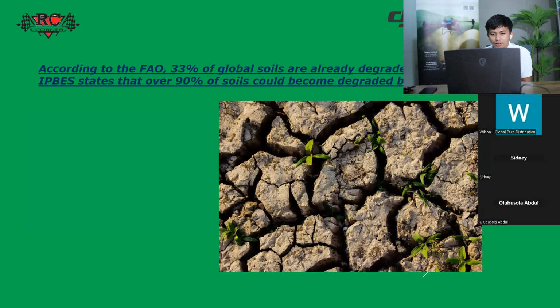So what happened here? According to FAO, 33% of our global soil is already seriously damaged. Additionally, 90% will be degraded if we keep going the same way, and every year we increase the fertilizer rate applied to our crops, and that will be seriously damaging. So it's time to protect our soil. It's time to adopt smart, sustainable agriculture.